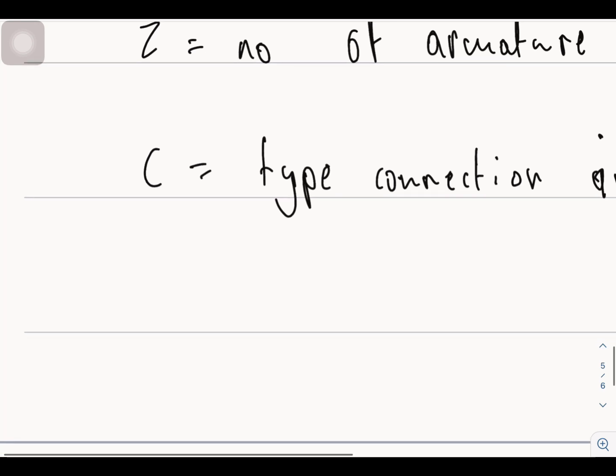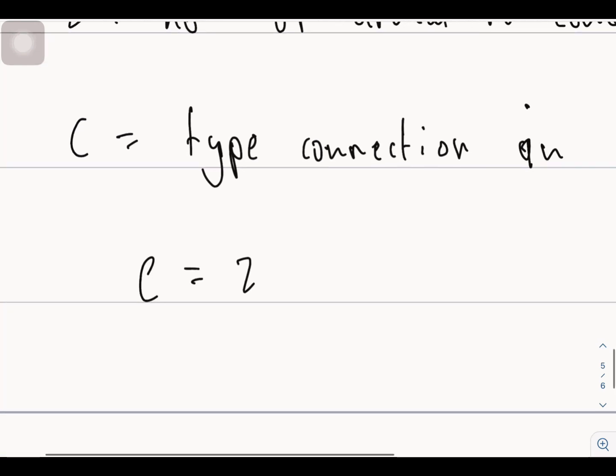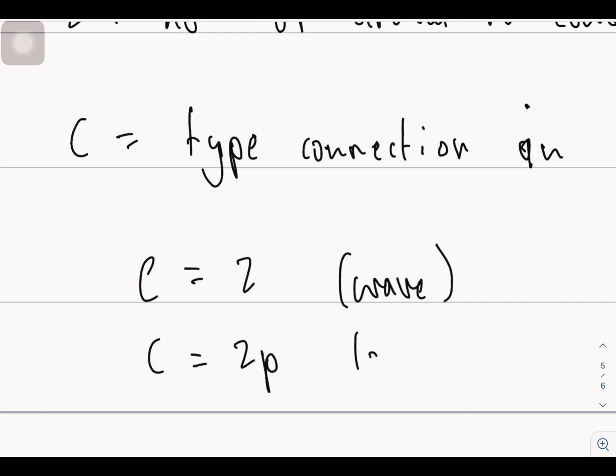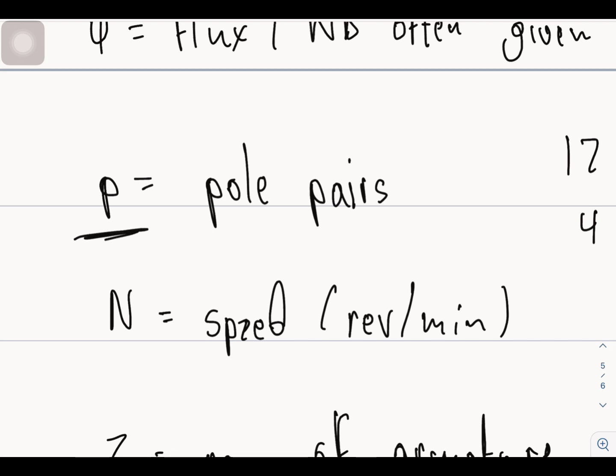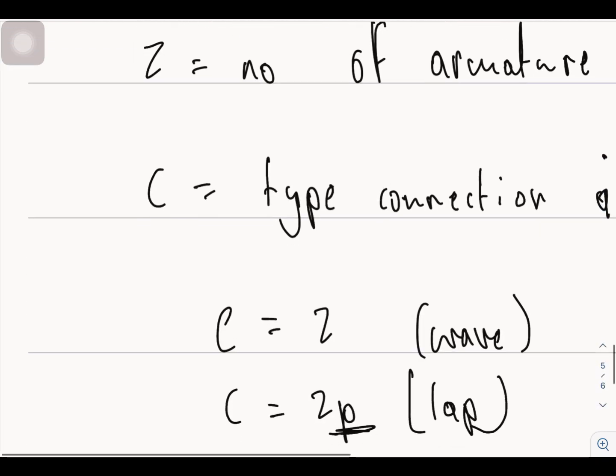Of which OC is equal to 2 when doing a wave connected armature. Then OC is equal to 2P for a lap connected armature. Okay, lap. Here P is the number of pole pairs.